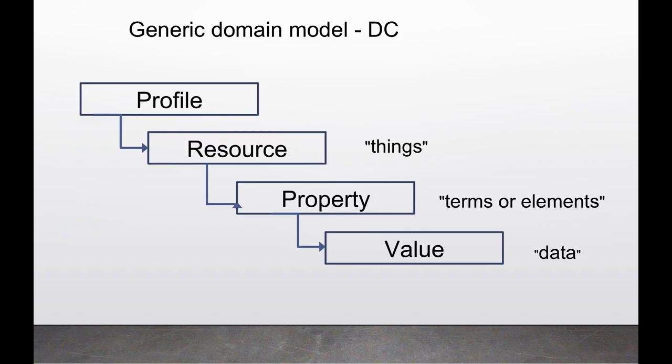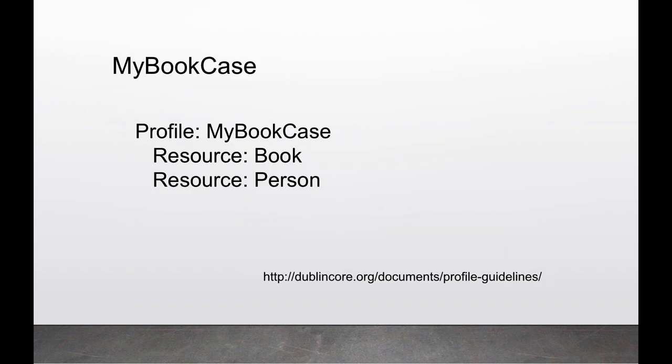The generic domain model that Dublin Core has developed looks something like this. This is a very simplified version, of course. But your application profile, your profile, lists all of the resources, the things. About those things, it lists the properties or the terms or elements if you're not using RDF speak. And then it gives the rules for the data. So that's very simple. And we developed a sort of a version of it in kind of pseudocode in the profile guidelines document.